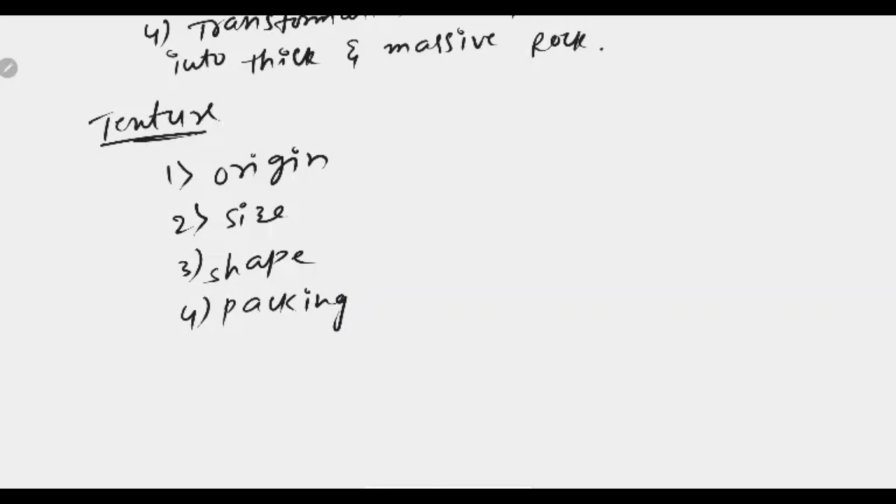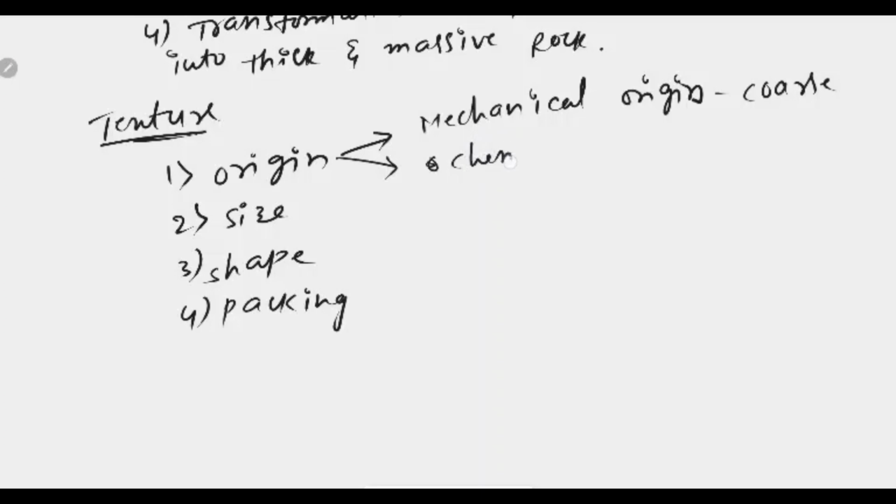Sedimentary rocks of the mechanical origin have coarse grains, whereas those of chemical or organic origin have fine grains. In the mechanical origin the grains are coarse. In the chemical and organic origin, the grains are fine.